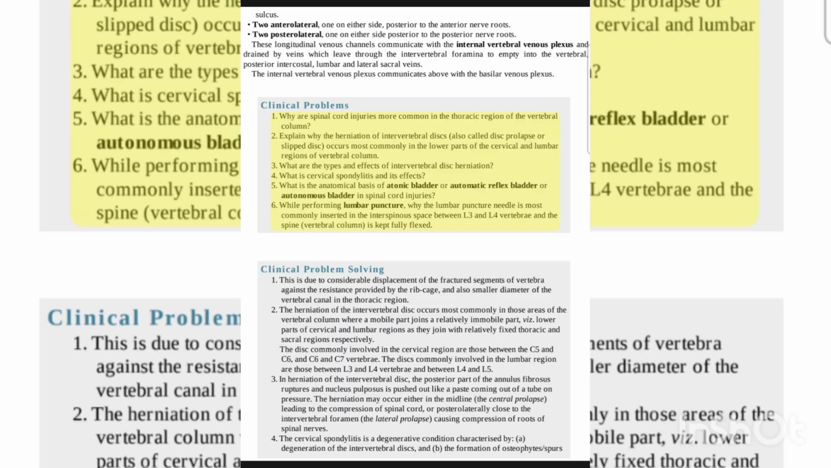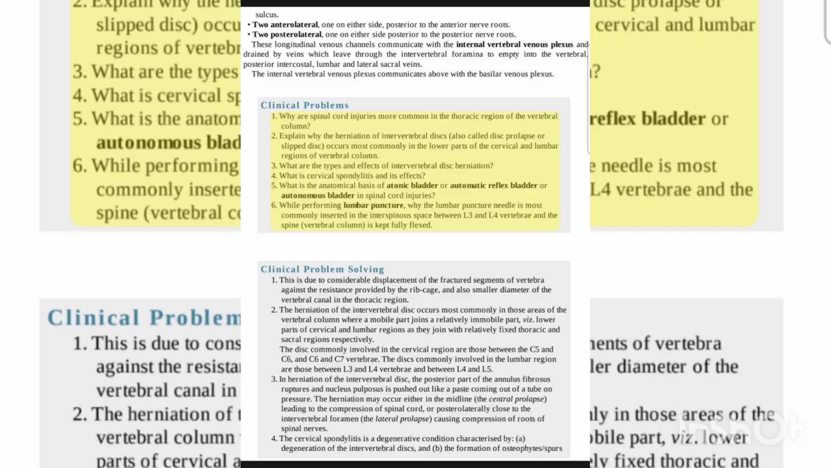Clinical problems. 1. Why are spinal cord injuries more common in the thoracic region of the vertebral column? 2. Explain why the herniation of intervertebral discs, also called disc prolapse or slip disc, occurs most commonly in the lower parts of the cervical and lumbar regions of vertebral column. 3. What are the types and effects of intervertebral disc herniation? 4. What is cervical spondylitis and its effects?